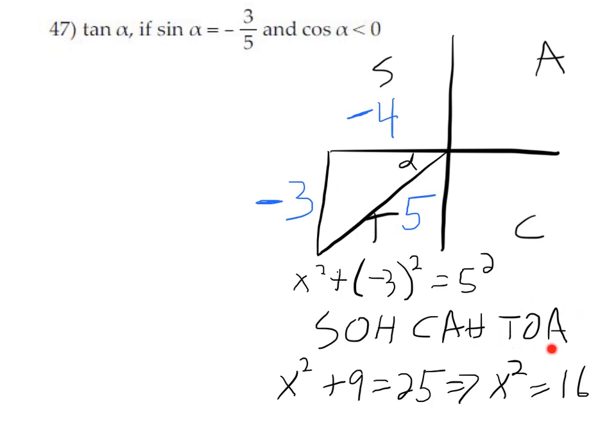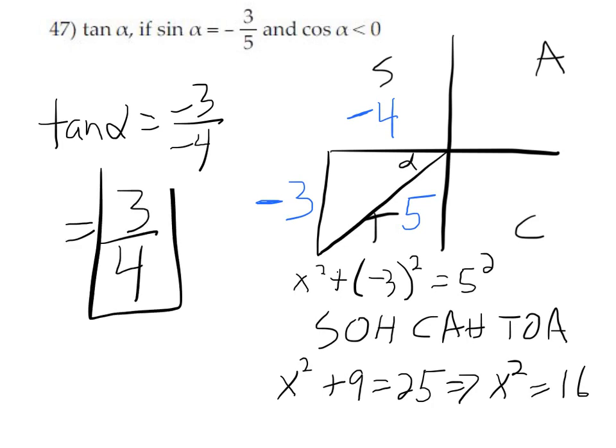Now tangent, opposite over adjacent. From alpha's perspective, opposite is negative 3, adjacent is negative 4. So we can get tangent alpha equals negative 3 over negative 4, which reduces to 3/4. This is positive. We're in quadrant 3 where tangent is positive. Everything works out great.